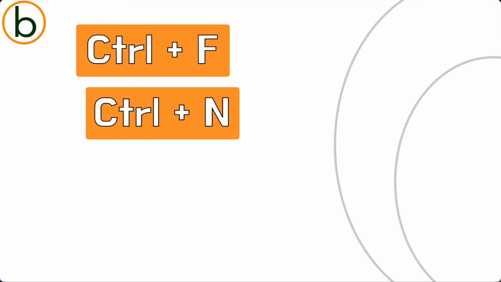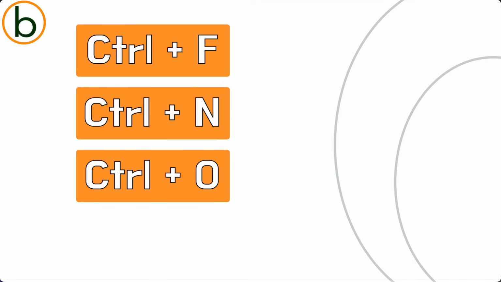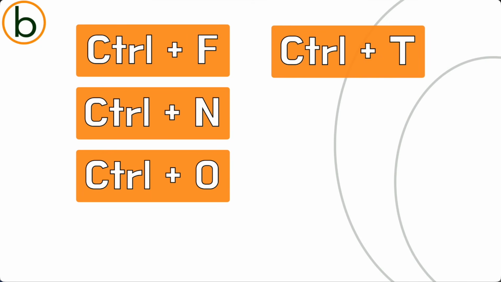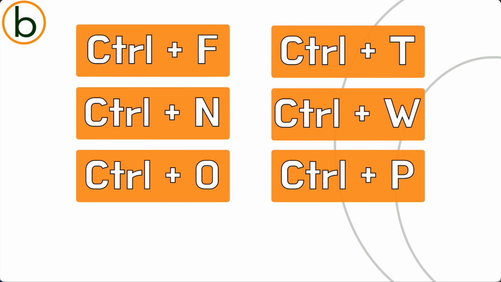Moving on with the next batch of keyboard shortcuts. We have Ctrl F, which helps you find stuff. Ctrl N, which opens a new file or new window. Ctrl O, which opens an existing file or window. Ctrl T, which opens a new tab in your browser or other apps. Ctrl W, which closes the window you're in at the moment. And Ctrl P to print stuff.